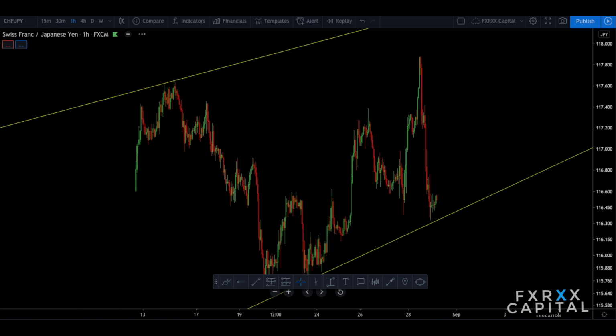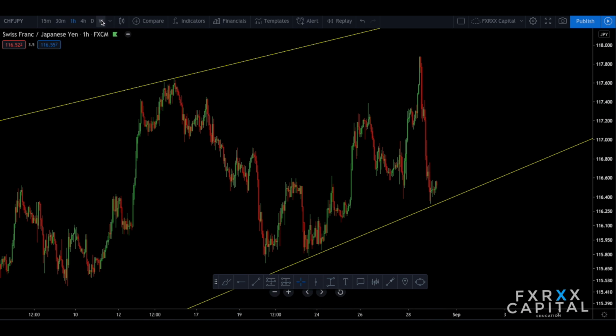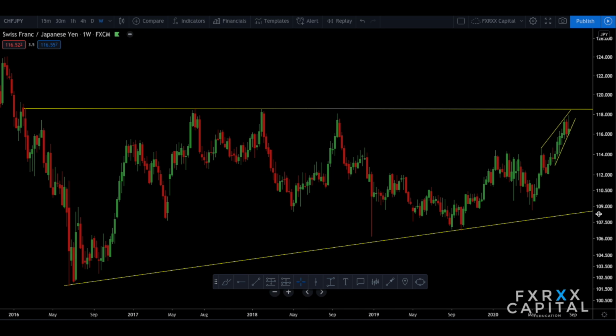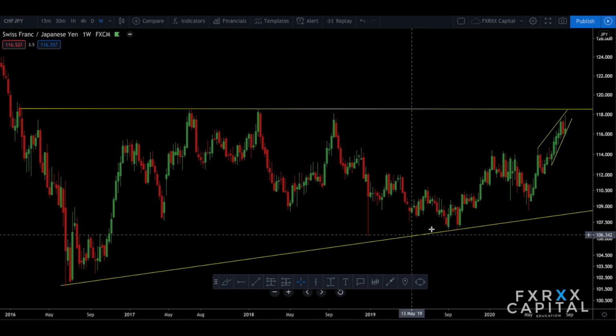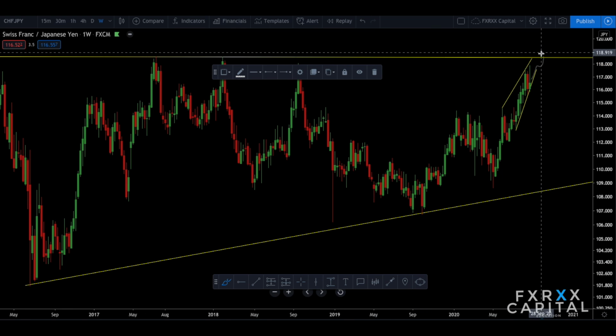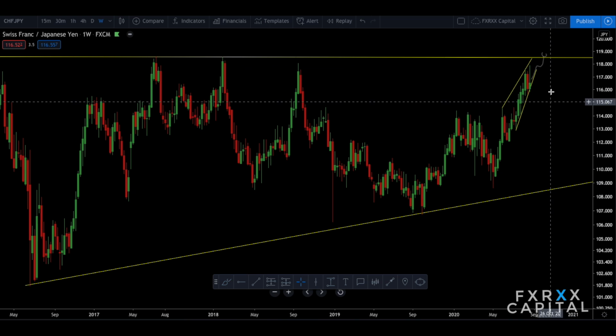Next we got 3 wild cards for this week. First we have the Swiss Japanese Yen. So I will wait for the price to move to this higher probability area and move to the downside.